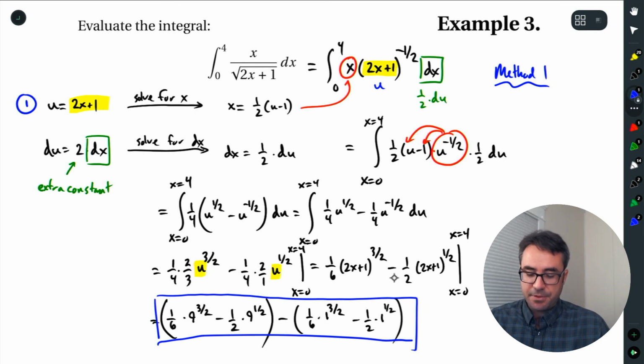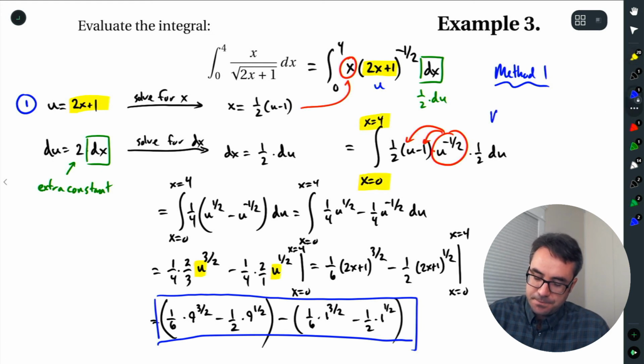So that's method 1. If we wanted to try this one using method 2, just about all of this work would be exactly the same. So all of the difficult work here of choosing u and calculating du and plugging in this function, all of that would be the same. The only difference is right here.